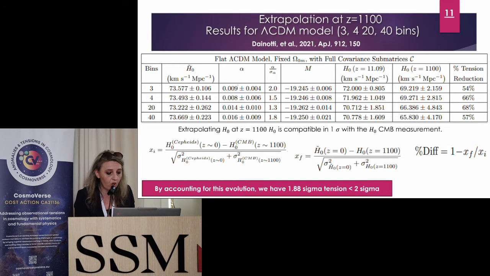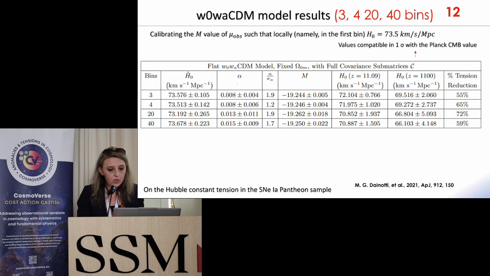Here you can see that according to the number of bins, you have several different values of alpha and also several different values of alpha over sigma alpha, which tell you the distance between a flat trend, in which alpha equal to 0 is possible, and a non-flat trend. Now, if we repeat the same analysis also with the w0waCDM model, basically you have again a reduction of the scatter. And this is independent of the number of bins that you are using.